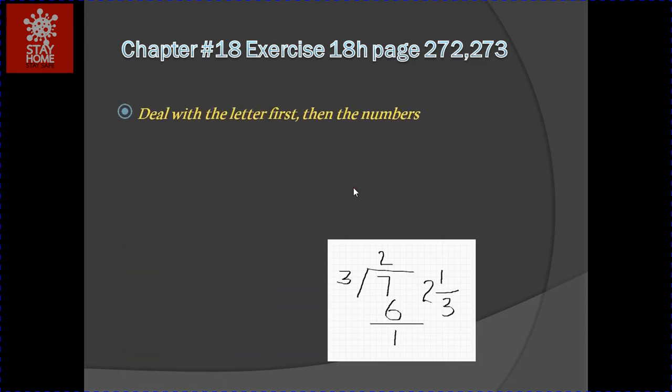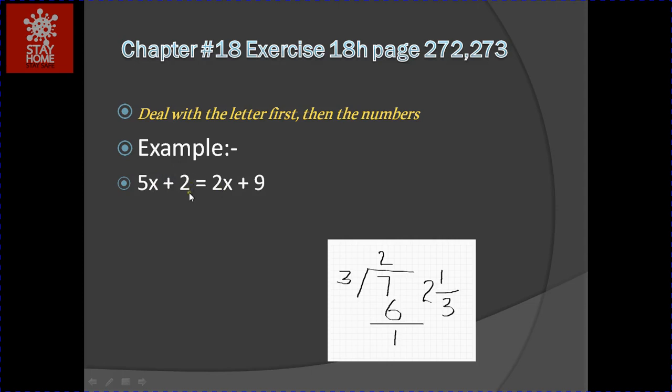Deal with the letter first, then the numbers. This is the technique for solving this kind of question. First of all, you will solve the letter term and then the numbers. See the example, 5x plus 2 equal to x plus 9. Very simple. When you bring this x to the other side, it will become negative. It will be 5x minus x.